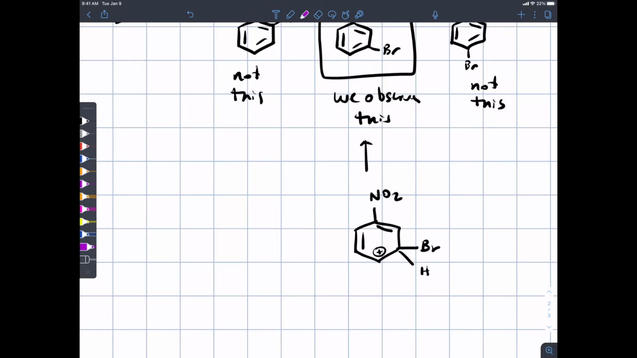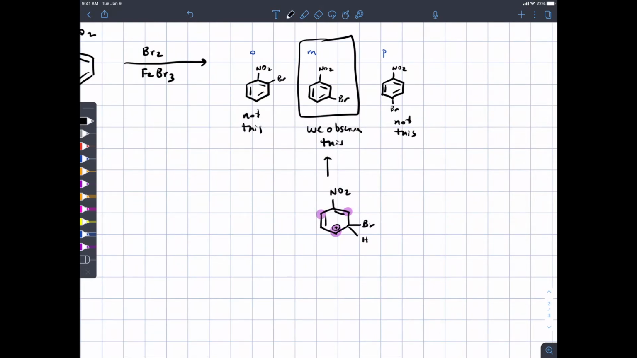Now, we could draw resonance structures where we would put that positive charge on the carbons that I've highlighted in purple. And you convert from one of those to another simply by moving one of the pi bonds, right? I'm not going to draw all of those resonance structures. But the point is that in this carbocationic intermediate, the positive charge that we introduce by having the benzene ring attack the Br ends up never directly adjacent to the nitro group.